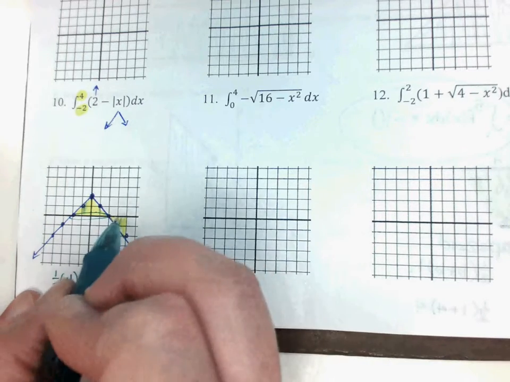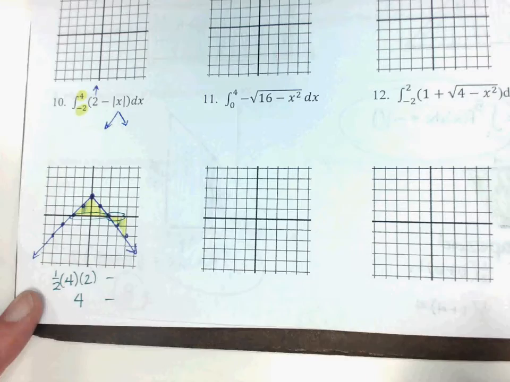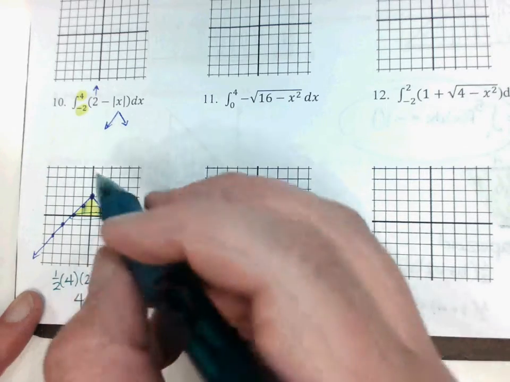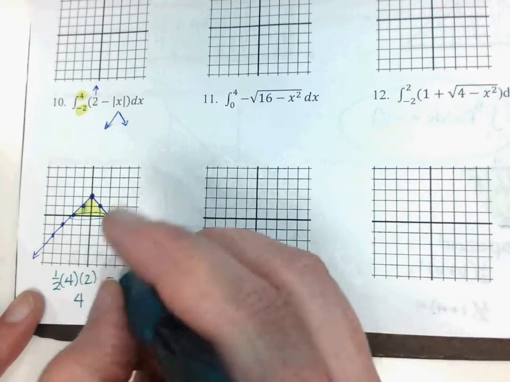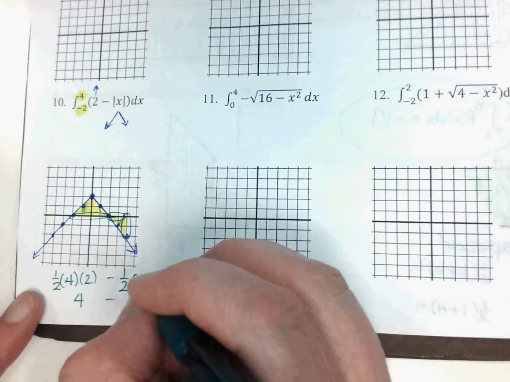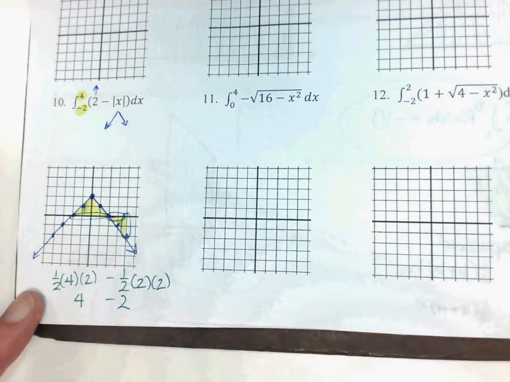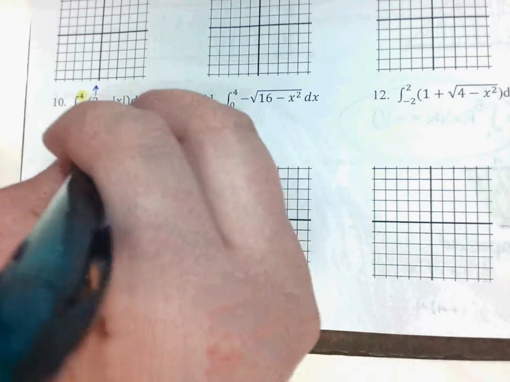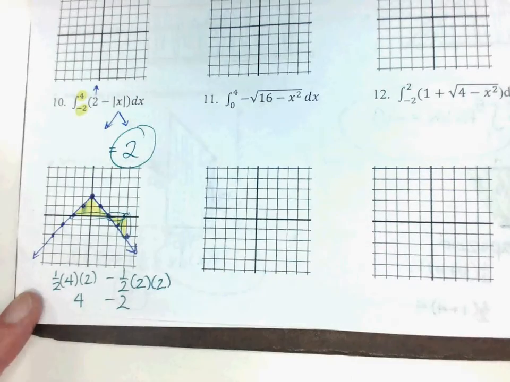Okay, how long is my base? 1, 2. All the way across is 2. How tall is it? So it's 1/2 2 times 2. 2 times 2 is 4. Cut it in half is 2. 4 minus 2, overall answer is 2.